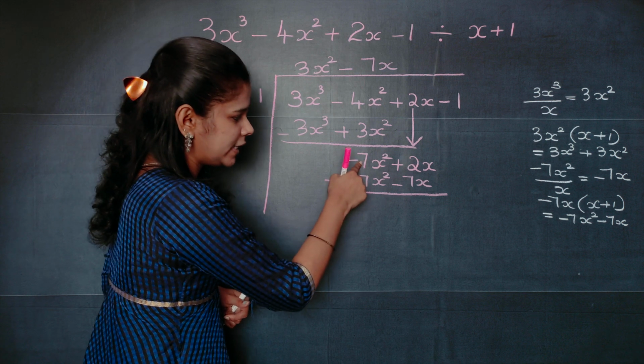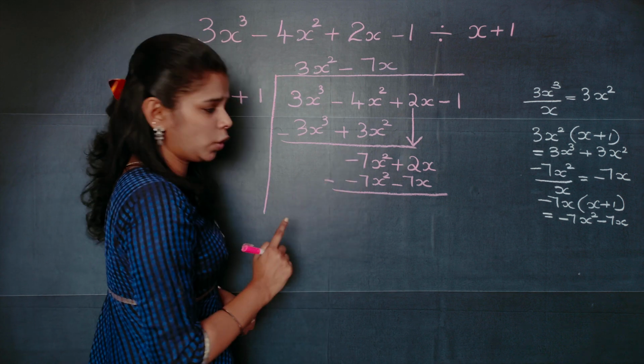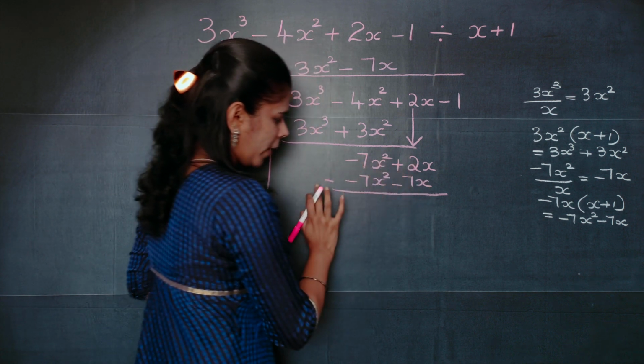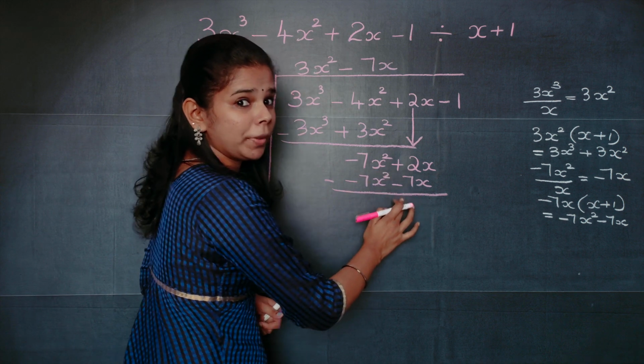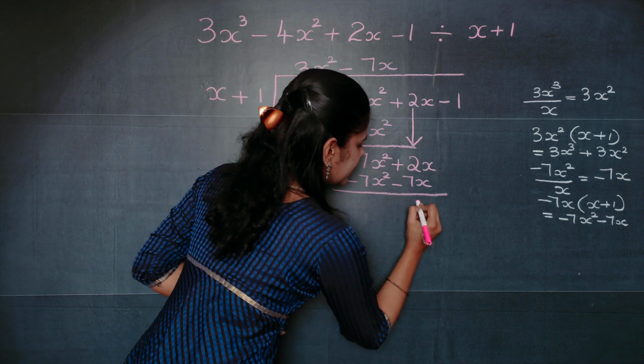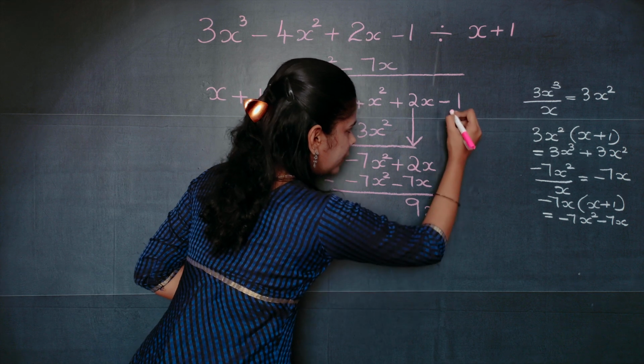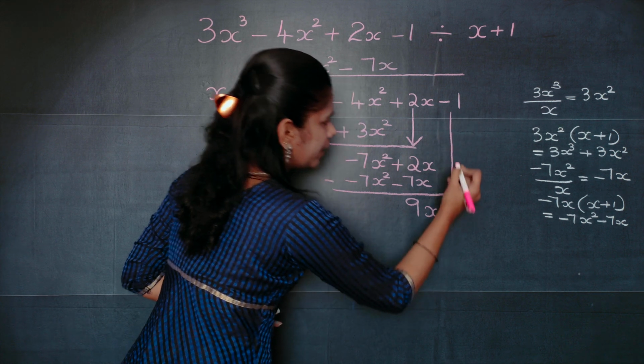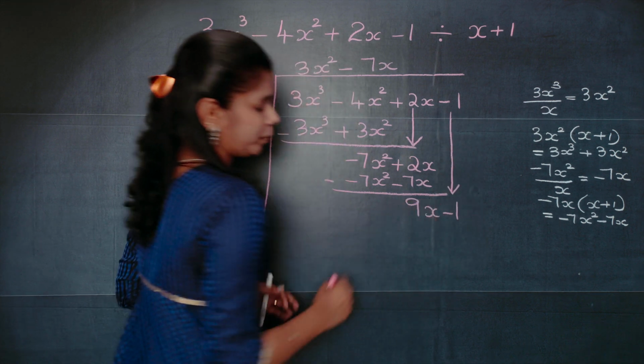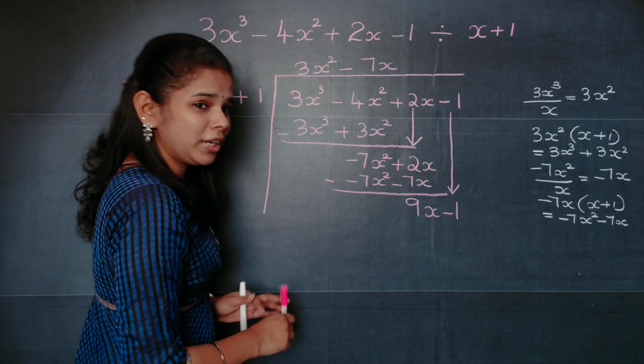So it becomes negative 7 plus 7. So it becomes 0 here. So 2 minus negative 7, so it becomes 2 plus 7. That is 9x. And then you will bring down the next term, that is minus 1. So now this is your new dividend.